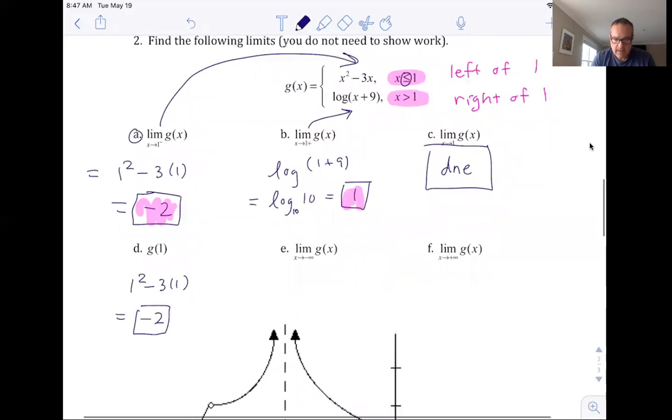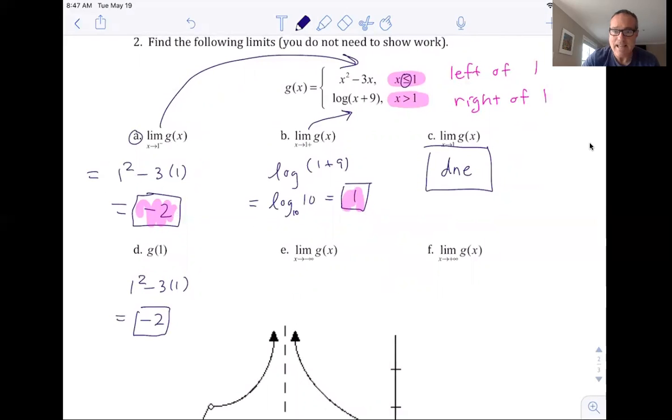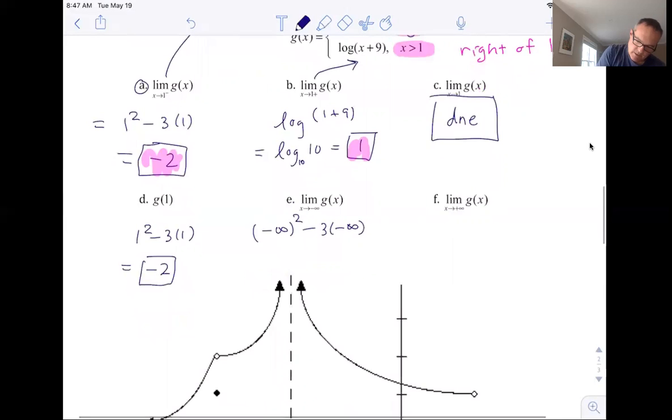E says the limit at negative infinity. Well, negative infinity is left of 1. It's less than 1, so it's left of 1. So we look up top, right? So up top, what do we got? Negative infinity squared minus 3 times negative infinity. Well, negative infinity squared, that's positive infinity. Two negatives give you a positive. And 3 times negative infinity minus that gives you positive. So this sounds silly, but what happens when you take an infinity and add 3 infinities? You get an even bigger infinity, which is just infinity.